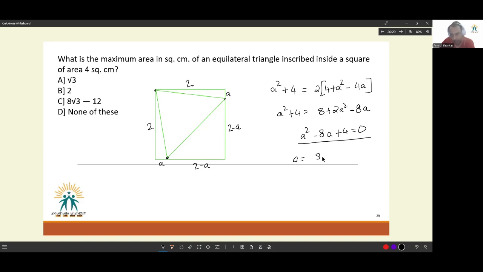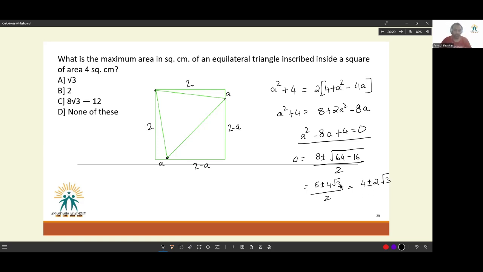A will be equal to 8 plus minus under root 64 minus 16, so 48, which is 4 root 3. I'm directly writing 4 root 3. I will write the full thing. 64 minus 16 whole thing under root, divided by 2, which will be 8 plus minus 4 root 3 divided by 2, which will become 4 plus minus 2 root 3.